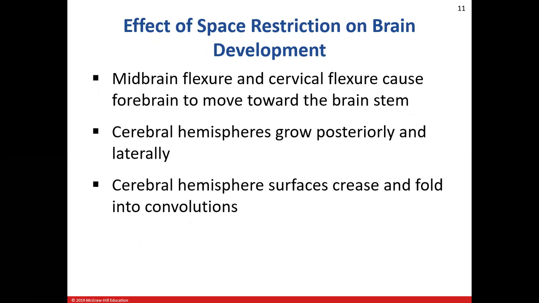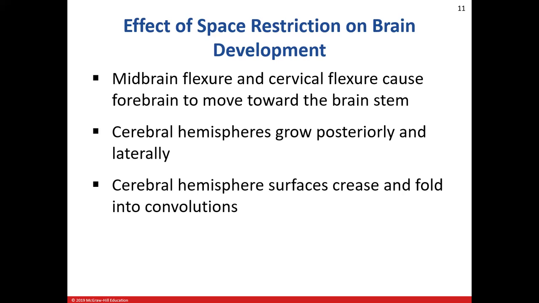So as we go through brain development, one of the things that occurs is that we have this restriction. Obviously, the brain is developing within the skull, and there's no further area for it to develop other than within the skull itself. And so that's where we start to see that the brain twists and folds on top of each other. And so we have what we call a midbrain flexure and a cervical flexure. And they actually cause the forebrain to move toward the brainstem.